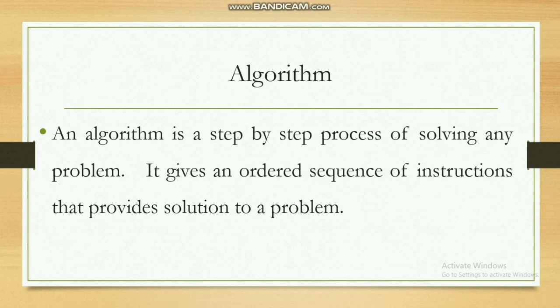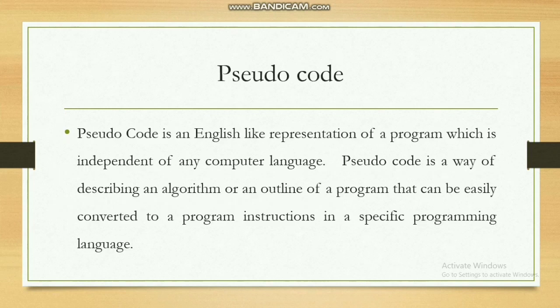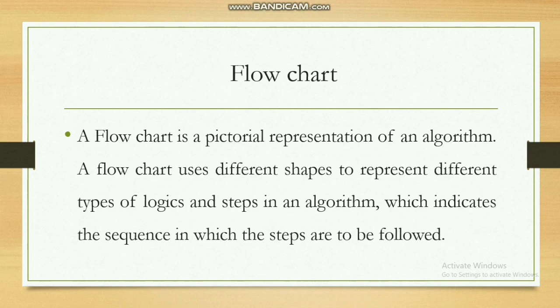Algorithm. An algorithm is the step-by-step process of solving a problem, and it gives an ordered sequence of instructions that provide solution to a problem. And pseudocode is an English-like representation of a program which is independent of any computer language. The pseudocode is a way of describing an algorithm or an outline of a program that can be easily converted to a program instruction in a specific language.